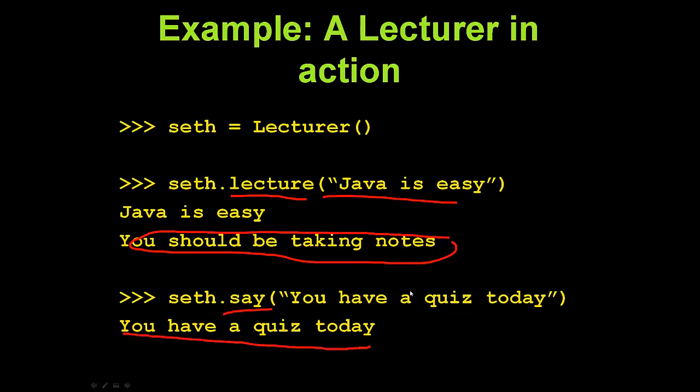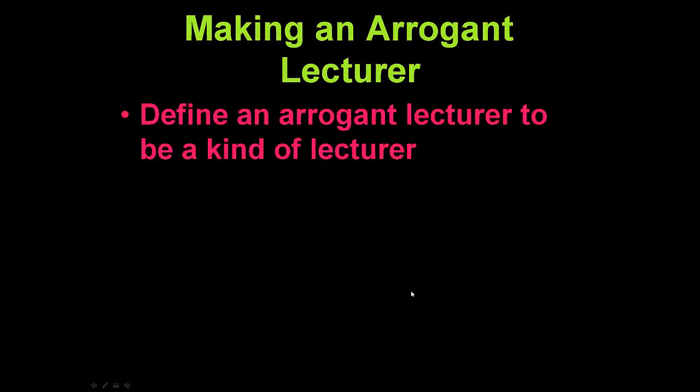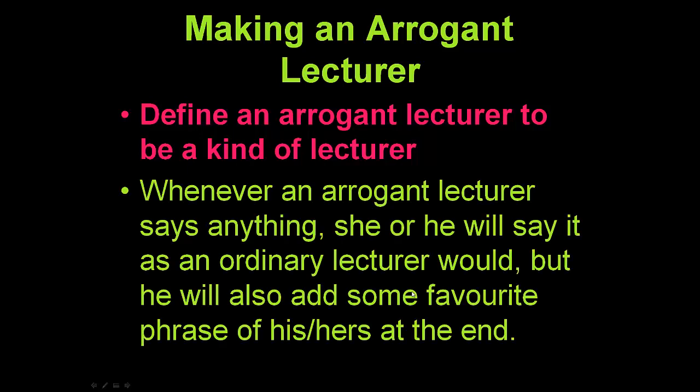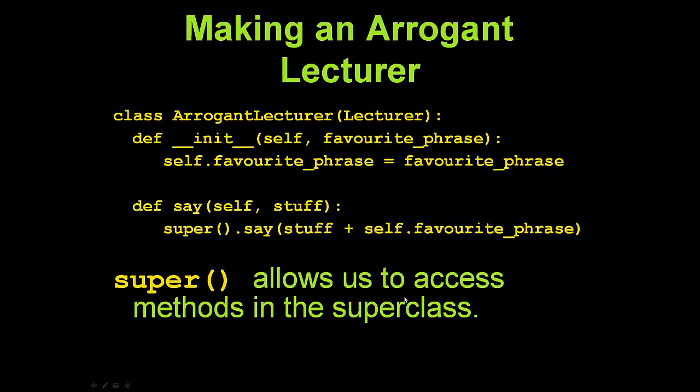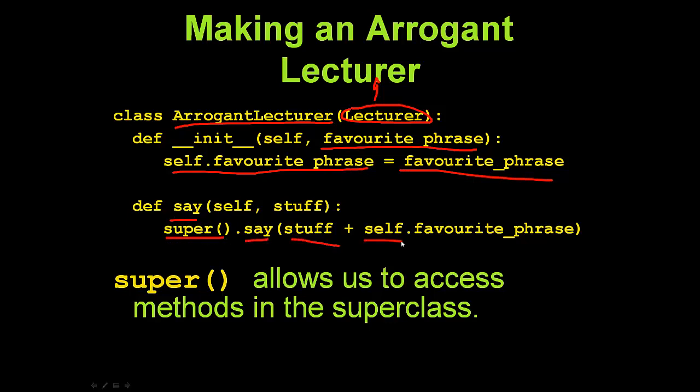So let's take a look at another example called ArrogantLecturer. We define an arrogant lecturer to be a kind of lecturer, which is fair enough. But whenever the arrogant lecturer says something, he or she will add something extra, which is the favorite phrase. Now let's take a look. The ArrogantLecturer is a subclass of Lecturer, and it takes in a favorite phrase. So now it sets its favorite phrase to this favorite phrase. And basically, when this arrogant lecturer says anything, you will call the superclass to say the stuff plus the favorite phrase.